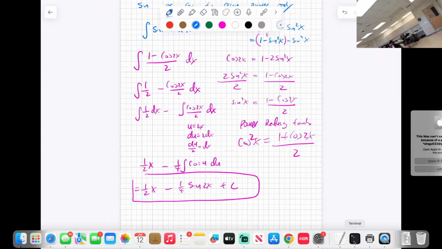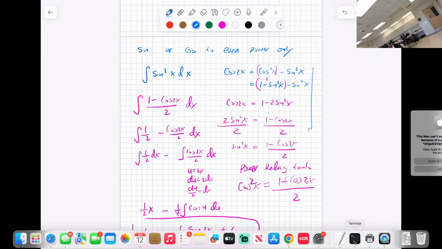So this one and this one are the two power reducing formulas. They're the ones we're going to use for even powers. I just show you where they come from, but you don't have to know that. You can just memorize your power reducing formulas on your test. That's fine. Okay, thank you.